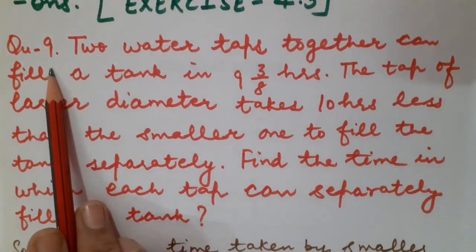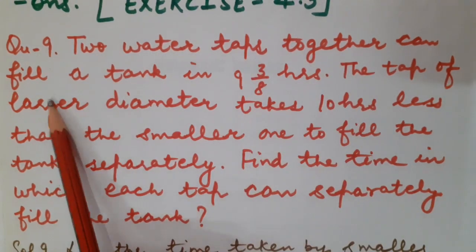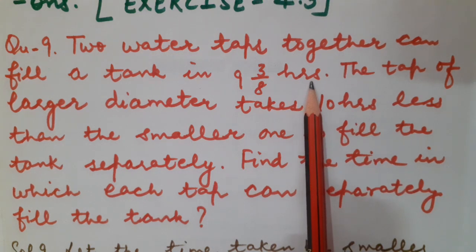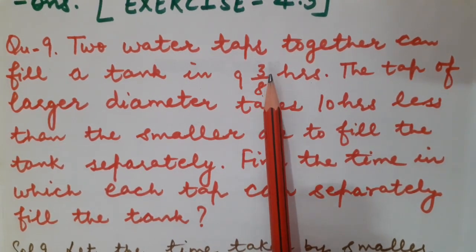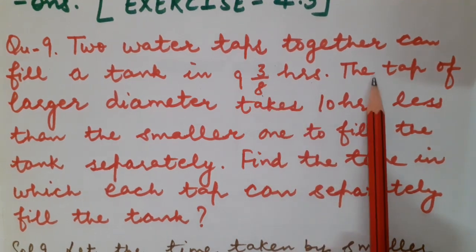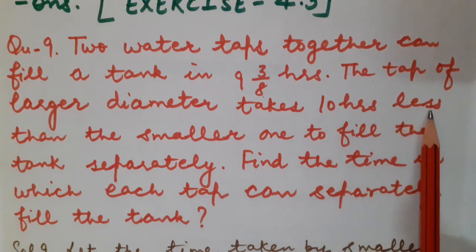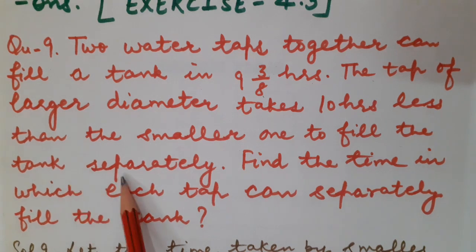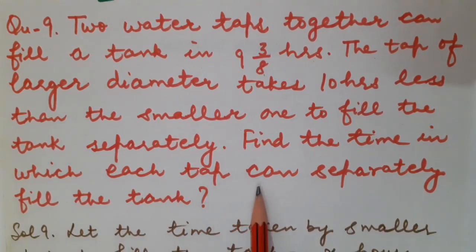So children, this is question number 9. Two water taps together can fill a tank in 9 whole 3/8 hours. That is 9 times 8 is 72, plus 3, which is 75/8 hours. The tap of the larger diameter takes 10 hours less than the smaller one to fill the tank separately. Find the time in which each tap can separately fill the tank.